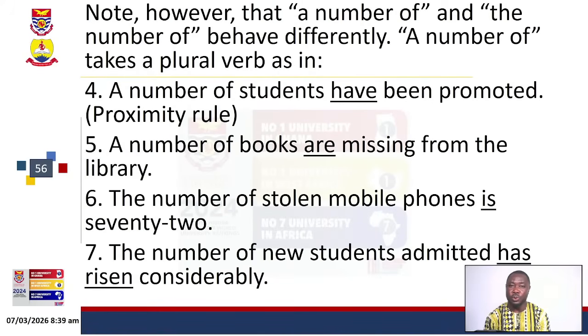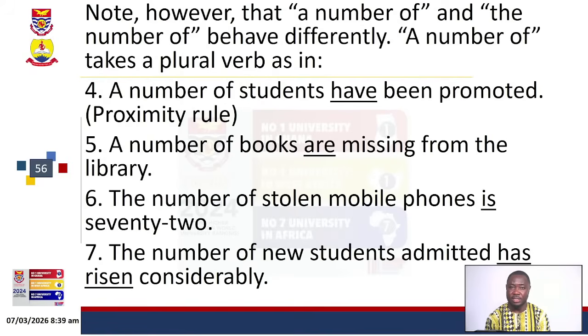Okay? But you need to note, however, that a number of and the number of behave differently. A number of takes a plural verb. A number of students have been promoted. A number of books have been stolen from this library, or a number of books are missing from this library. So it is conventional, it doesn't change. This is an English rule. When you use the expression a number of, you will need a plural verb.